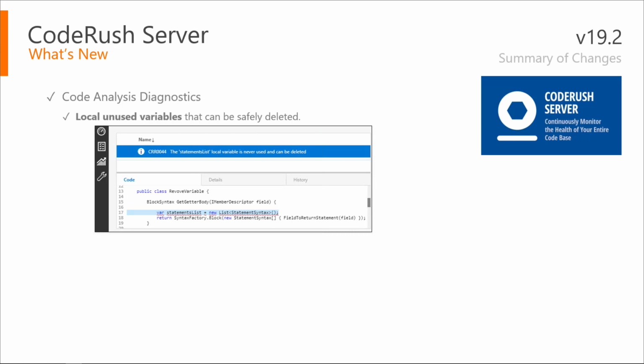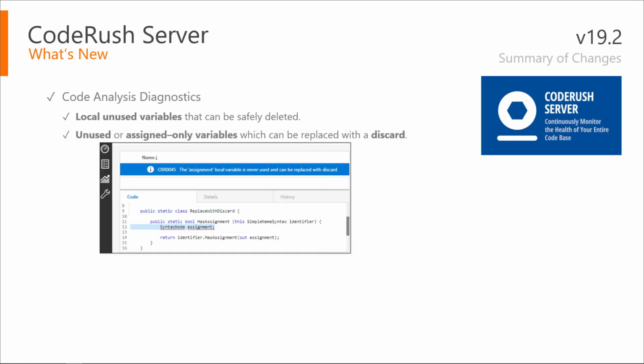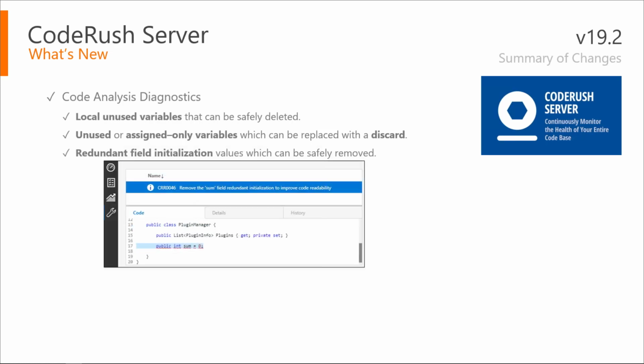Things that shouldn't be there are often signs of maybe a copy that's been edited, or maybe an intention that has not been fulfilled. What else? We've got unused or assigned-only variables, which can be replaced with a discard. Redundant field initialization. I actually am guilty of this, Rory. Sometimes I'll do this because, even though I know that it's not doing anything in the code, I like to explicitly come out and say it.